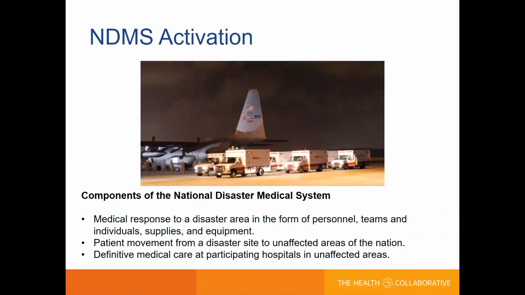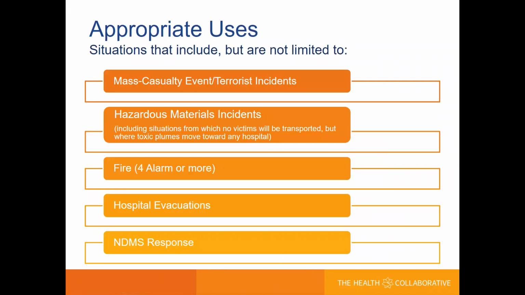In addition to the mass casualty incident, DisasterNet can be utilized for the National Disaster Medical System Operations, NDMS, where patients from a disaster site are transported to the region from other areas involved in a disaster from around the country. DisasterNet can be used for mass casualty or terrorist incidents, hazardous material incidents, even if there are no patients being transported. There are toxic fumes that could move towards any hospital, large fires, hospital evacuations, and NDMS response.